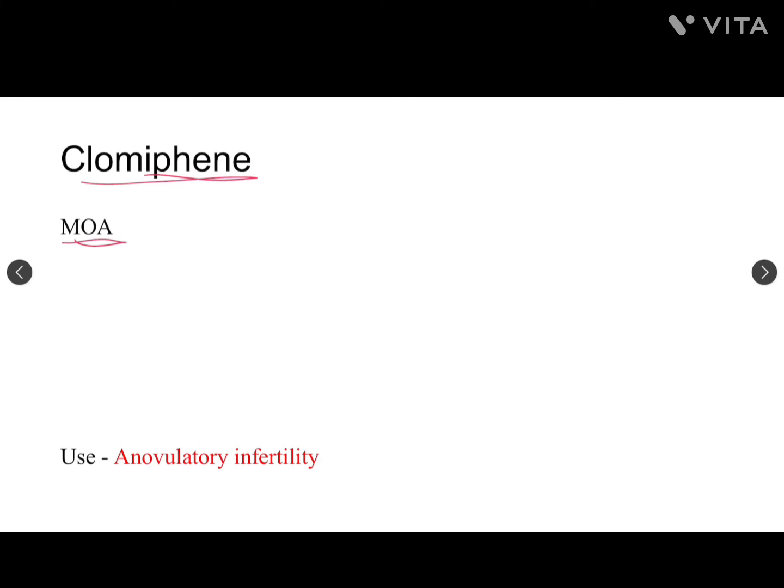What is the mechanism of action of clomiphene citrate? If you remember from the last slide, clomiphene citrate is a partial agonist of estrogen. And we all know partial agonists act as antagonists in the presence of the real agonist. So here, clomiphene acts as an antagonist in the presence of estradiol. What is the mechanism of action?